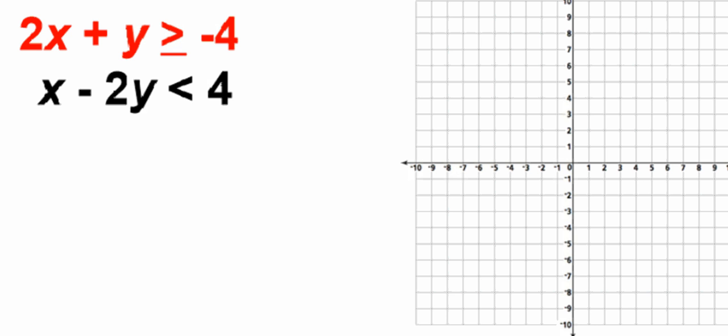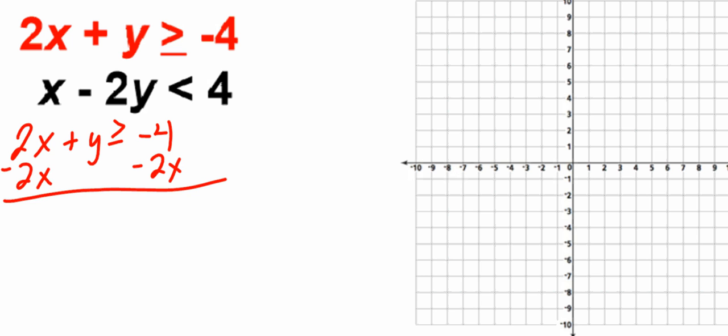So the first thing I'm going to do is solve for y on my first inequality. 2x plus y is greater than or equal to -4. So I'm going to subtract my 2x from both sides. I cannot combine my -4 and my -2x. So I'm going to have y is greater than or equal to -2x minus 4.